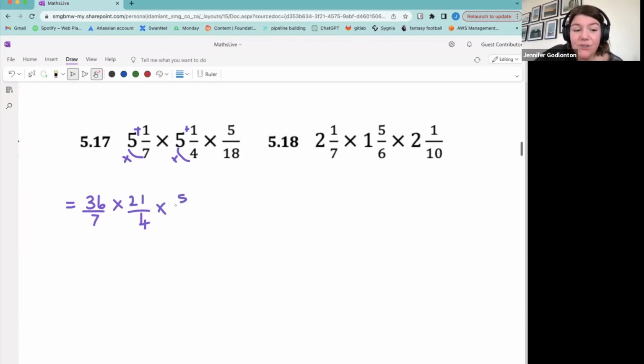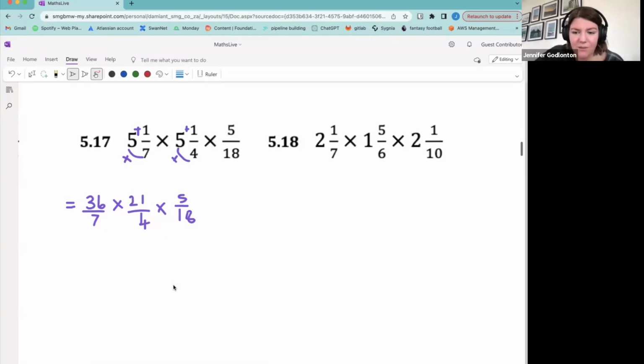Now, the good news is that if this was in a test, you've already gotten 2 marks, because you get a mark for changing these to an improper fraction. So even if you were so confused and you didn't know what to do, if you know how to change a mixed number to an improper fraction, you get marks. You never leave anything blank in maths. Always give it a try. Okay.